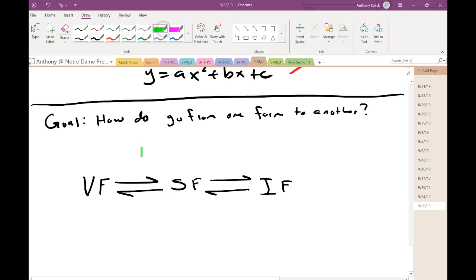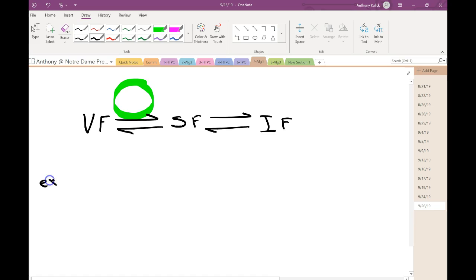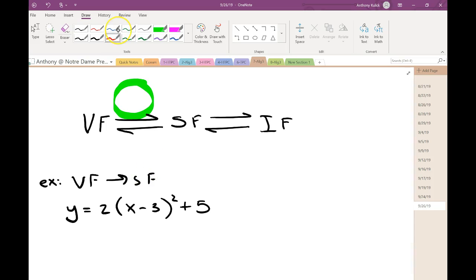So the first process we're going to worry about is just going from vertex form to standard form. So we're going to just kind of do this via example. So I'm just going to take a vertex form problem, and we're going to try to get it into standard form. Reminder again that standard form looks like y equals ax squared plus bx plus c, right?